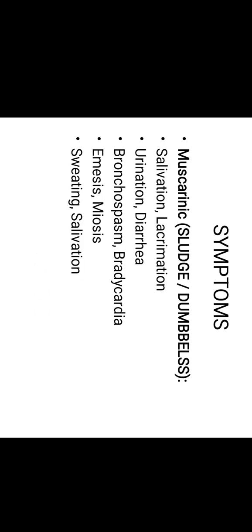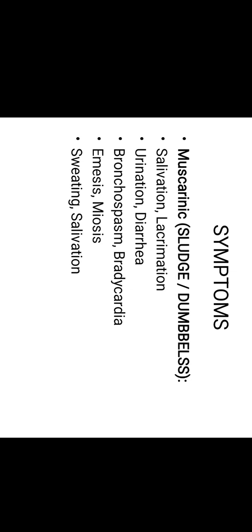And the symptoms: the muscarinic symptoms like salivation, lacrimation, urination, and diarrhea, bronchospasm, bradycardia, emesis, miosis, and sweating. Nicotinic action: muscle fasciculation and weakness, causing paralysis and respiratory muscle failure. Then CNS: anxiety, confusion, and even coma can occur. So mainly in anticholinesterase poisoning, the cause of death is respiratory failure.